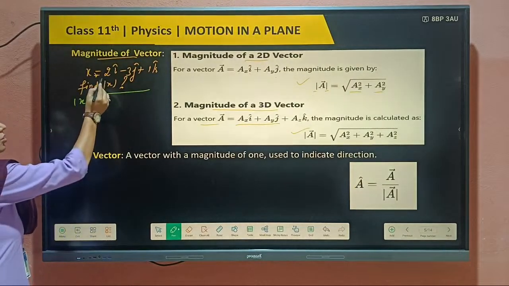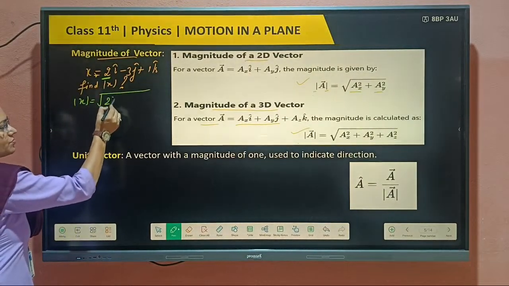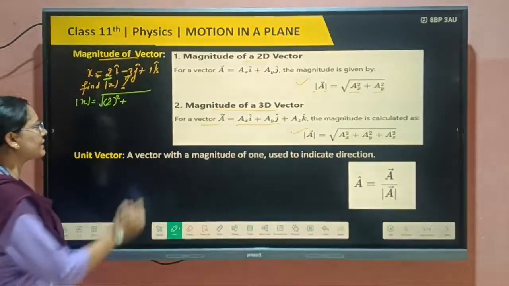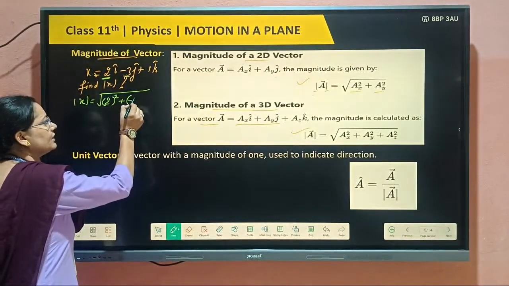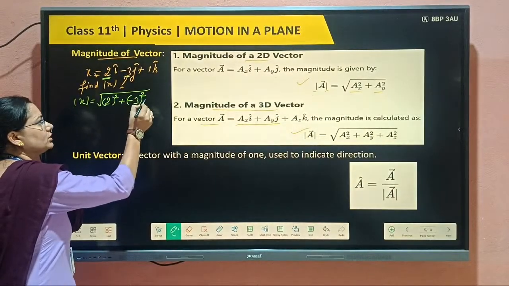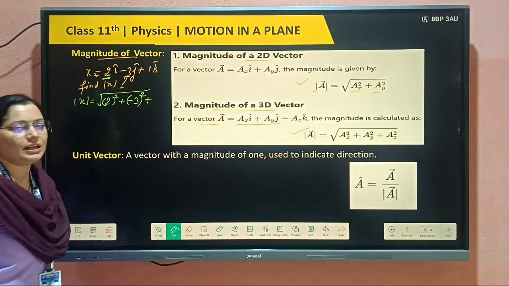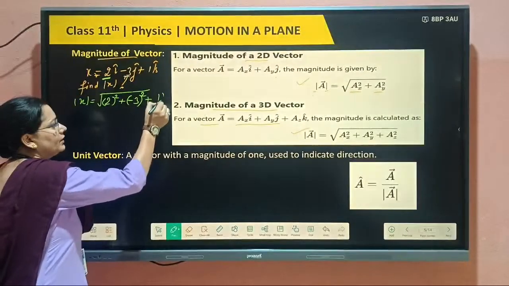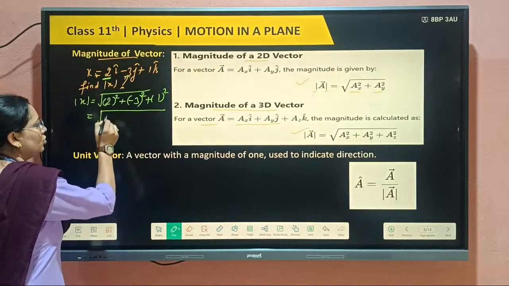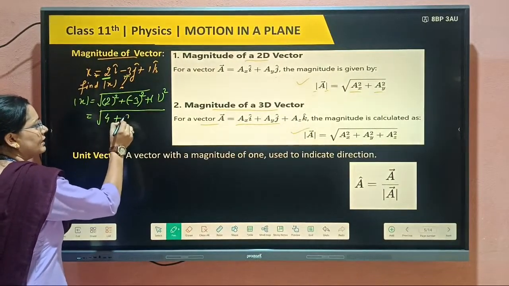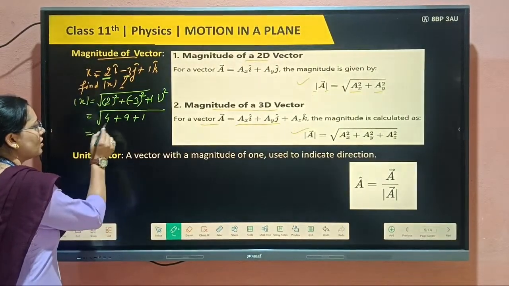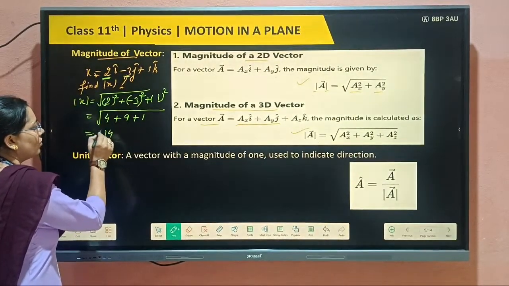The component along the x-axis squared, plus the component acting along the y-axis squared, and the minus sign, if there, will be included in this one only. Here we will take the square of this one, plus 1, then the square of 1 only. Now we will solve it: under root 2 to the 4 plus 9 plus 1. Solving it gives 14 only, under root 14.